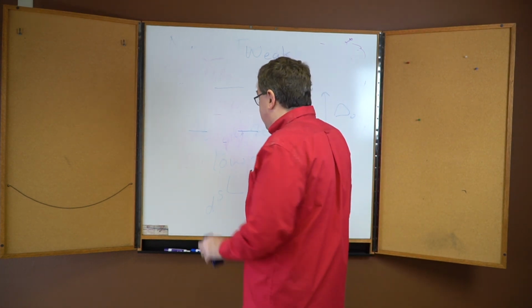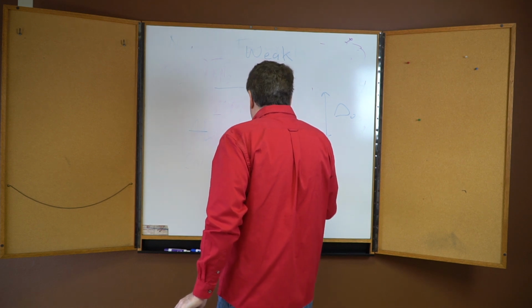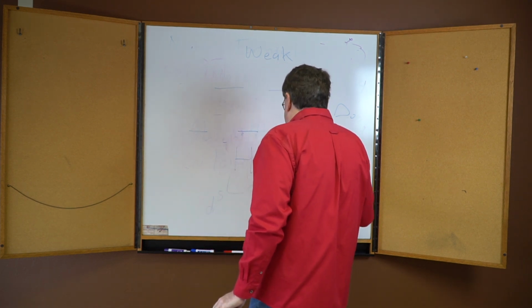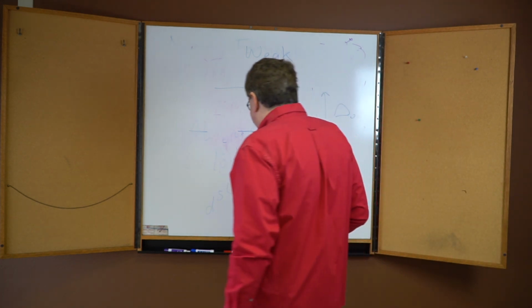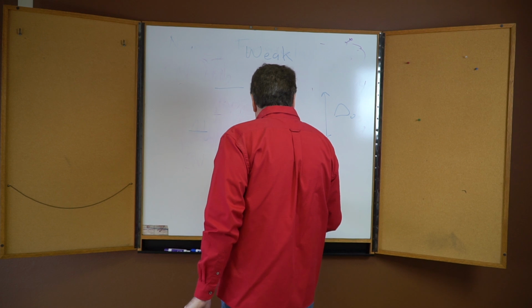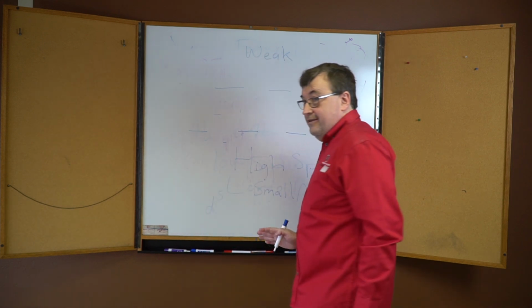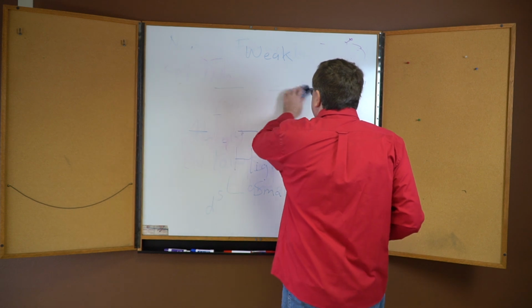Weak field will be high spin. The delta O will be much smaller, so I'm going to actually indicate that.